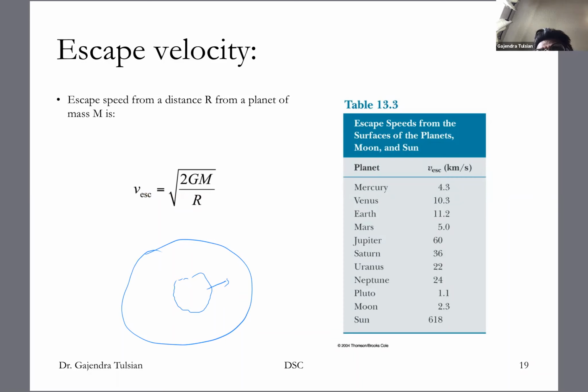What if you squeeze it to such a radius that the escape velocity becomes equal to the speed of light? You squeeze it smaller and the escape velocity becomes greater than the speed of light, and nothing can escape from it. And that is a black hole. We'll talk about it more.